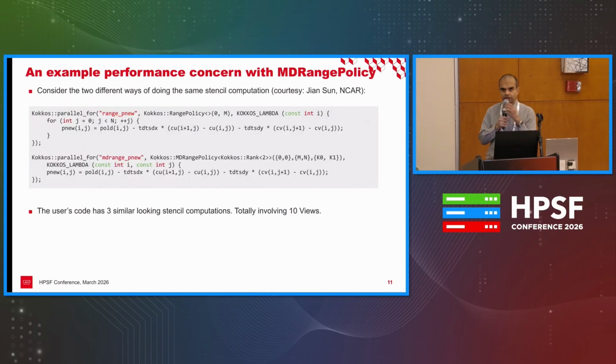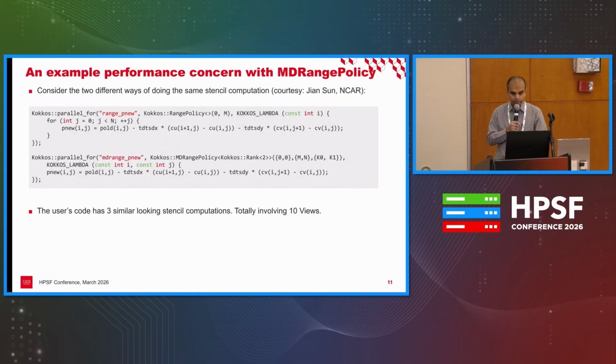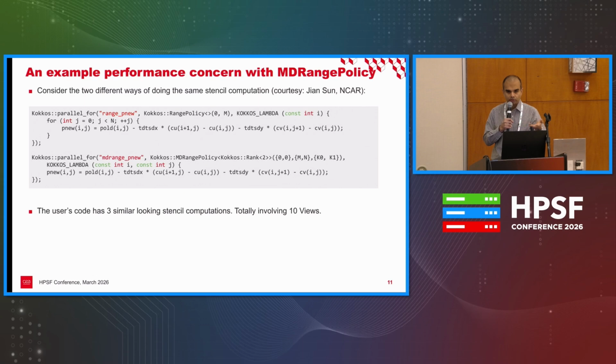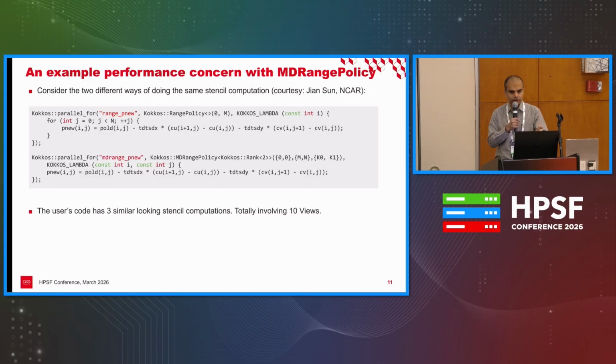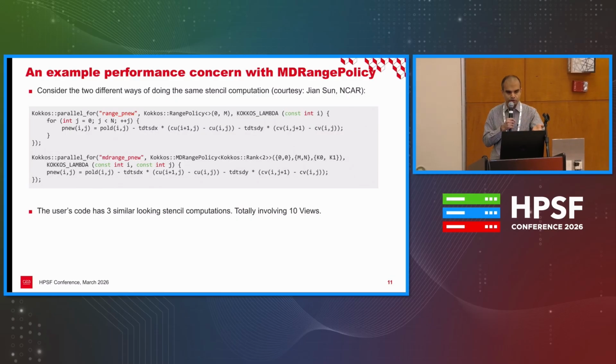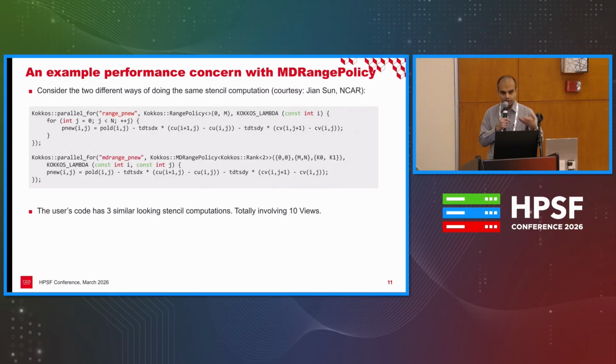So typically, when some user faces an issue with MDRangePolicy, they'll post an issue about it. For example, that's how that iterate right issue came up. Similarly, there was this issue in which a user was trying to compute 3 stencils at the same time. You can see that it's a two-dimensional stencil. There are 3 such stencils, totally involving 10 views. So there is a lot of memory traffic involved.